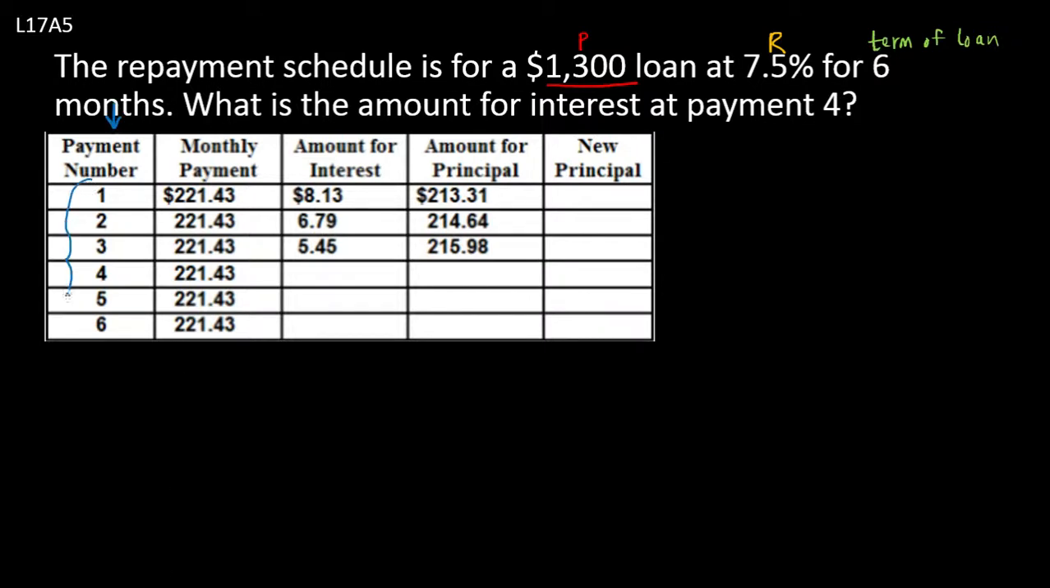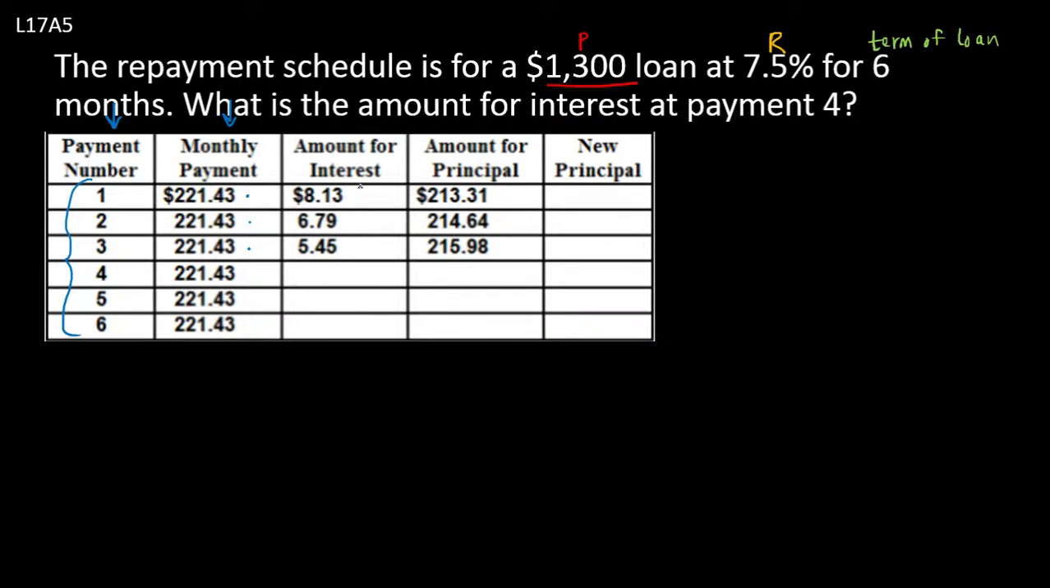So there are going to be 6 payments, 1 payment per month, and each payment is going to be the same monthly payment of $221.43. So far, this person has made 3 payments of $221.43. Now each payment, although the total payment is the same, the amount of interest versus the amount of principal being paid differs from payment to payment.